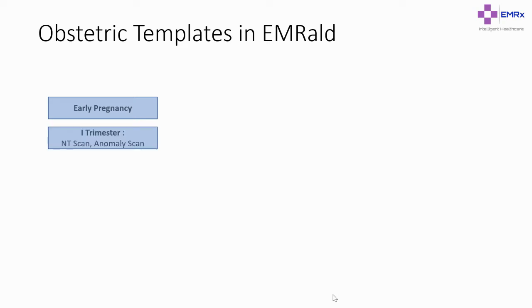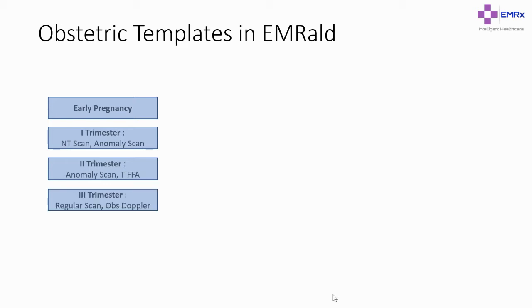to use. Then we have the first trimester template, which covers the nuchal translucency scan, or some people also prefer to do an anomaly scan already in the first trimester. Then we have the second trimester template, which covers the anomaly scan, but also the TIFA or the targeted imaging for fetal abnormalities. Then we have the third trimester scan, which includes a regular or a growth scan, but also the obstetric Doppler. And lastly, we have the fetal echocardiography.